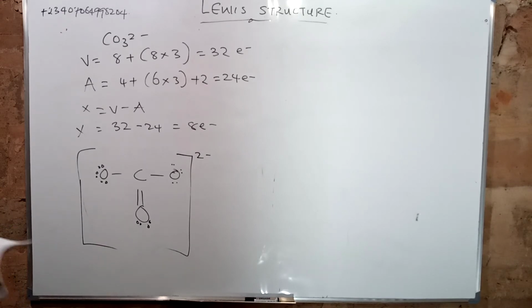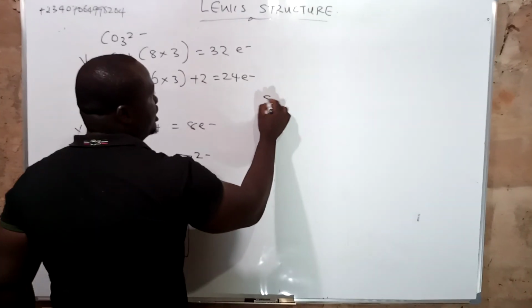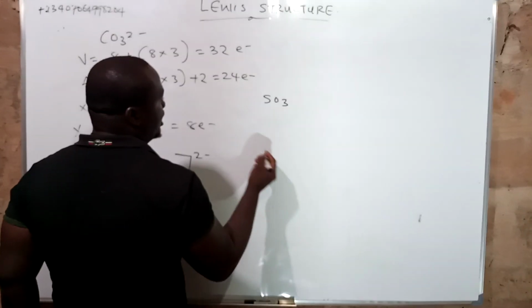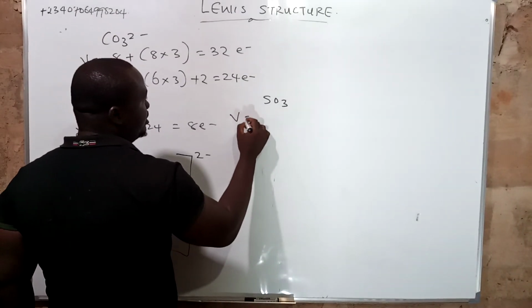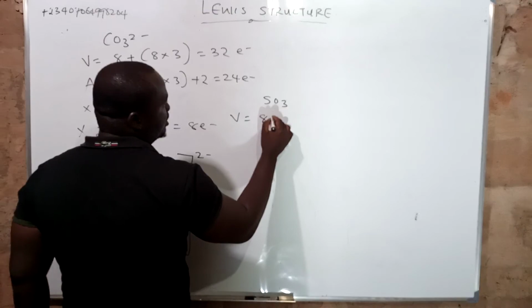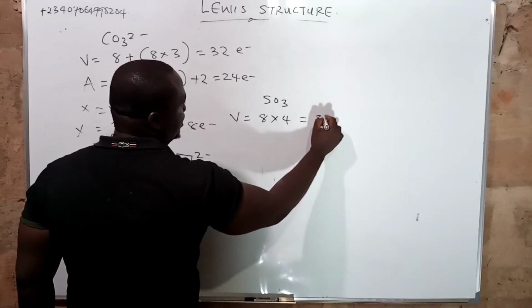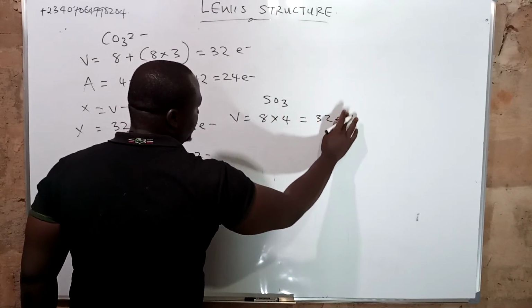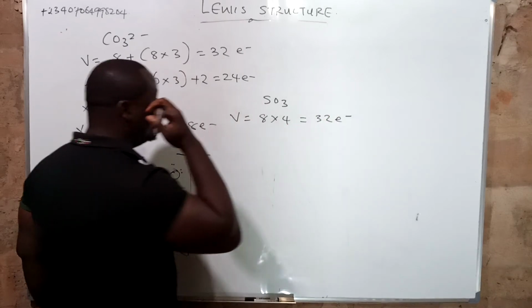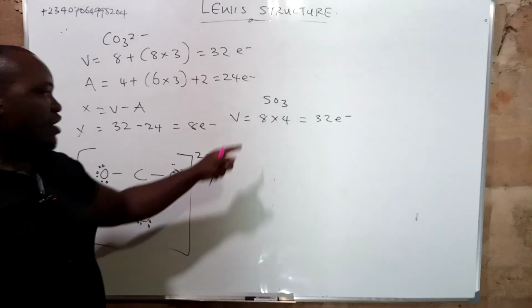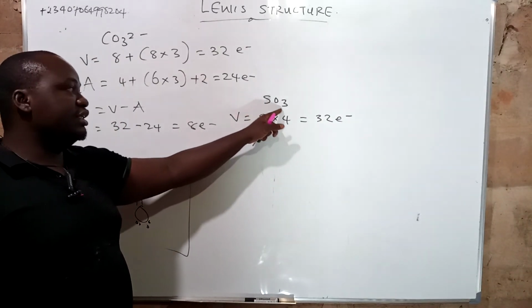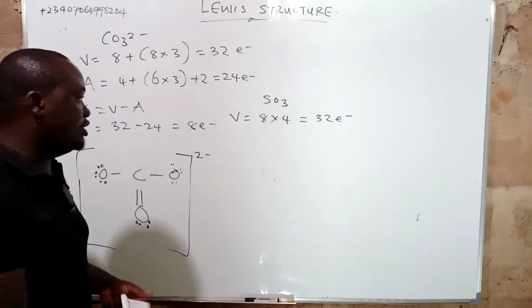So then, what if I ask you, you have a classwork SO3 for you to calculate? So you know that V is 8 times 4. I'll give you 32 electrons. I told you my next video will be very speedy. Why did I get 8 times 4? This is 8, 8, 8. Therefore, I just did it straight.